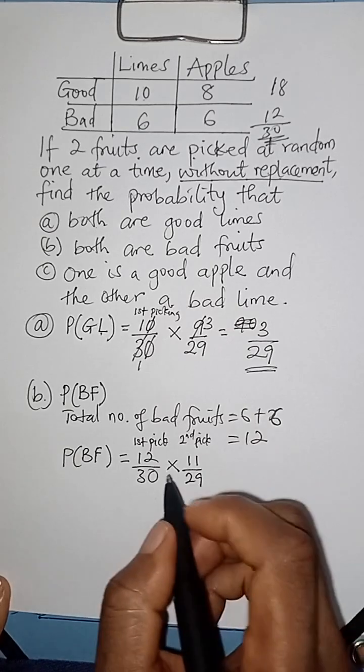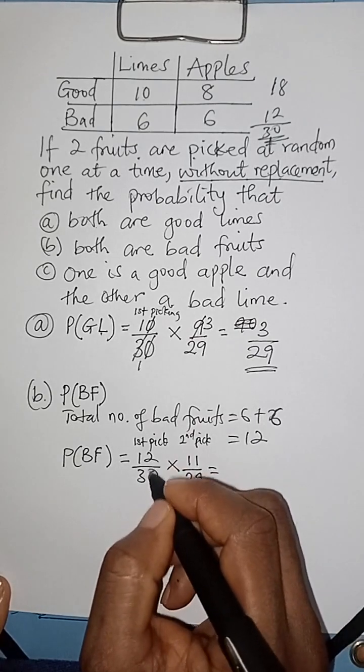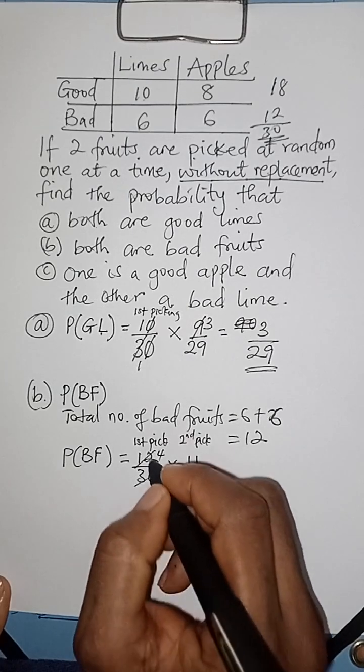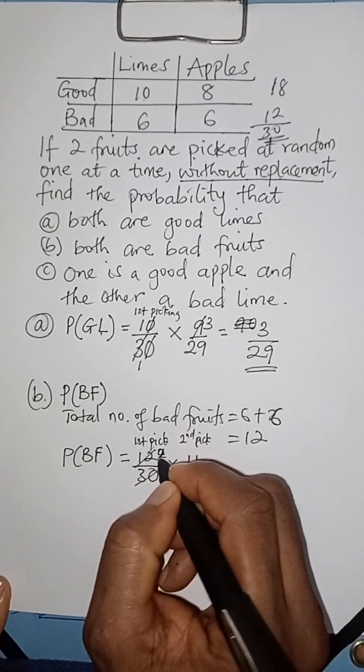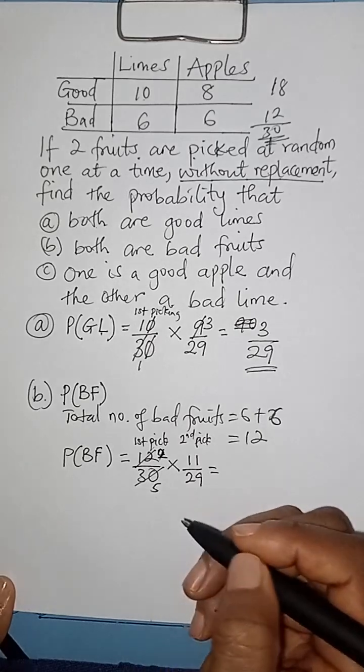Now I can simplify this before I multiply. 3 can go here to be 4. No, 6 can go here to be 2. Yeah, 6 can divide 12 to be 2. 6 can divide this to be 5. So this is easier now.